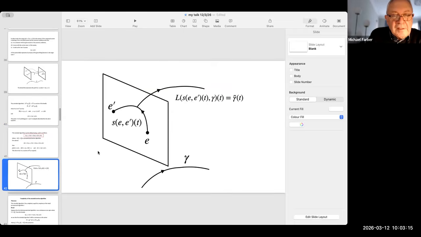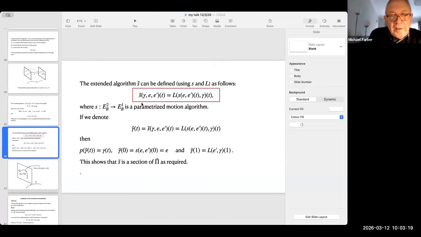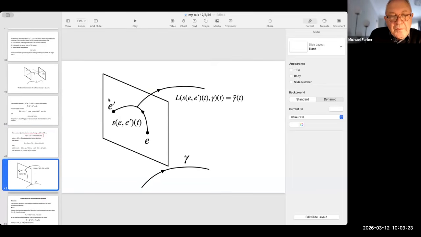So this is another picture which also explains this formula. This is the fiber, the initial fiber, where we have the initial state E and the initial target state E prime. And this gamma is a movement of external conditions in the base. So this gamma tilde is the lift.